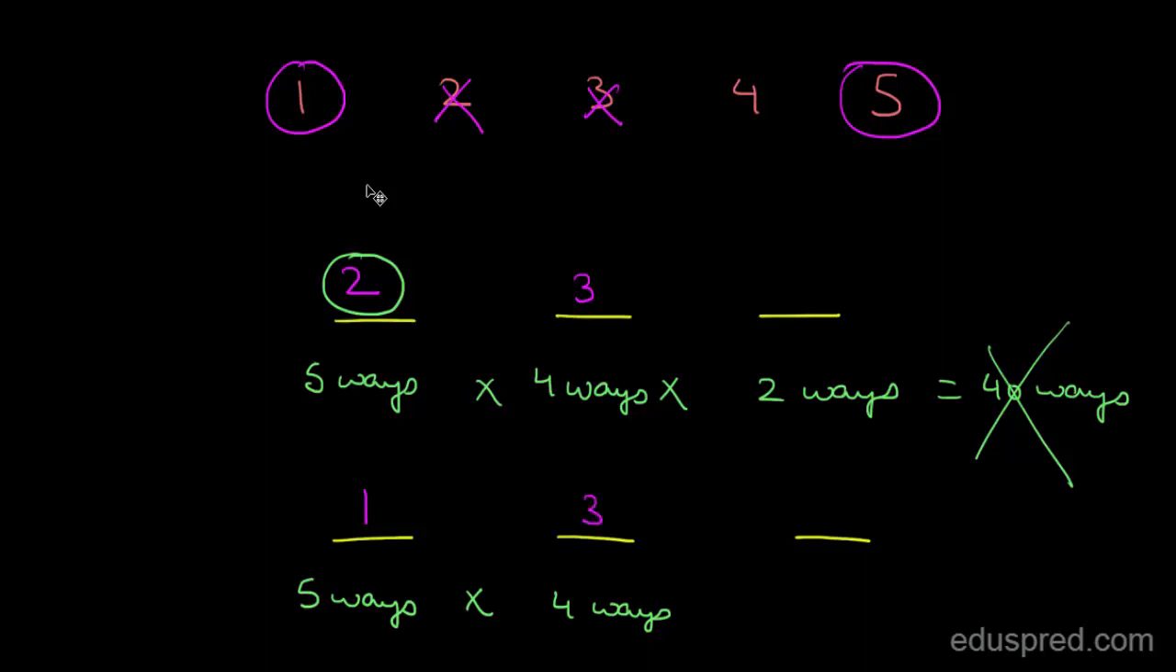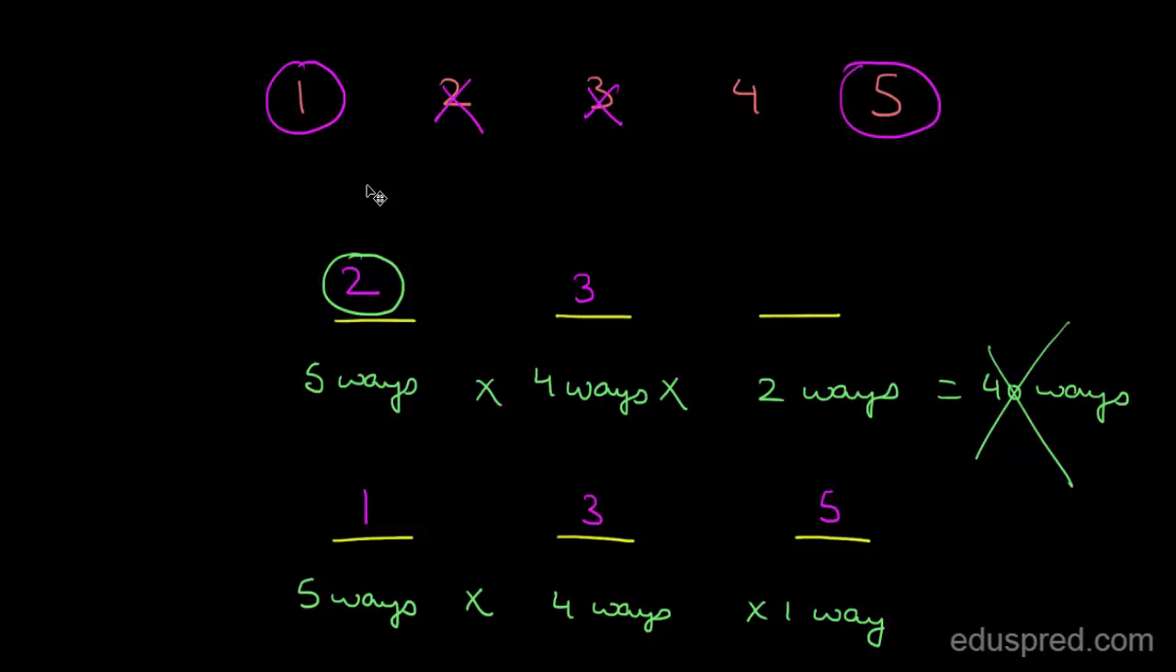So having filled these 2 slots, in how many ways can we fill the third slot? Well, note that the number has to be odd. So the only way the number will be odd is if we write a 5 here. So that means there is only one way to fill the third slot.